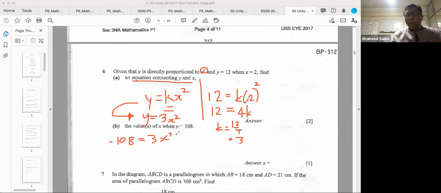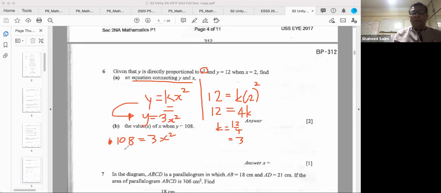We want to find what x is. Once we do that, cannot do already. Why cannot do? You cannot find the square root of a negative number. Once I divide, I get a negative number, and the square root of a negative number you cannot find. Okay, so we make it plus.